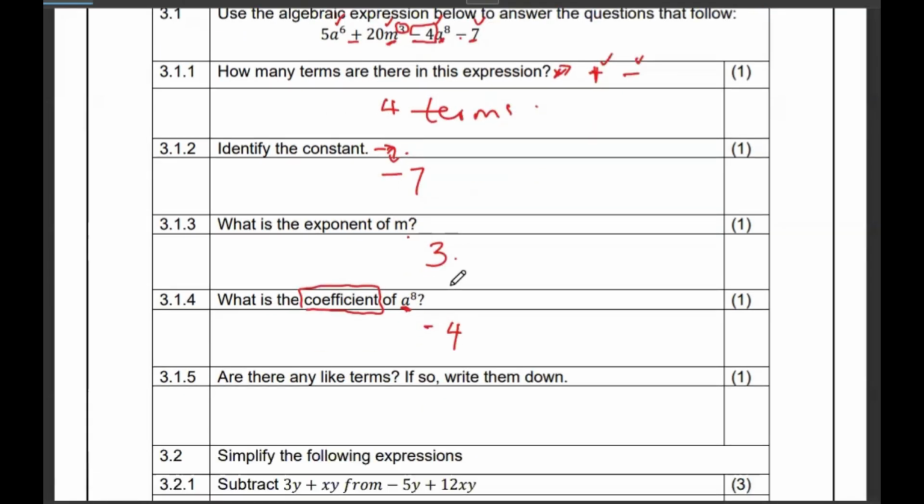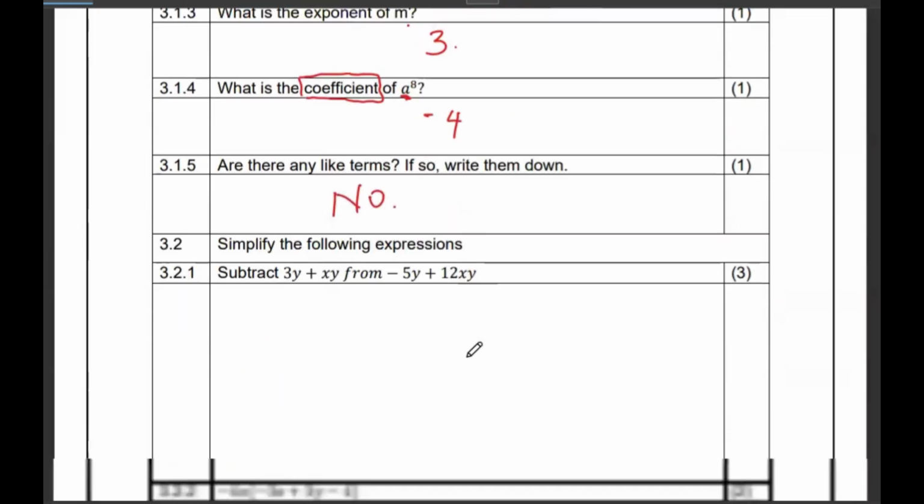And then are there any like terms? If so, we write them down. So remember what we say, that like terms are basically terms that have the same letters and the same exponents. So the letters are the same, A, but the exponents are different. So the answer is a no. And if it's a no, we cannot write anything down.